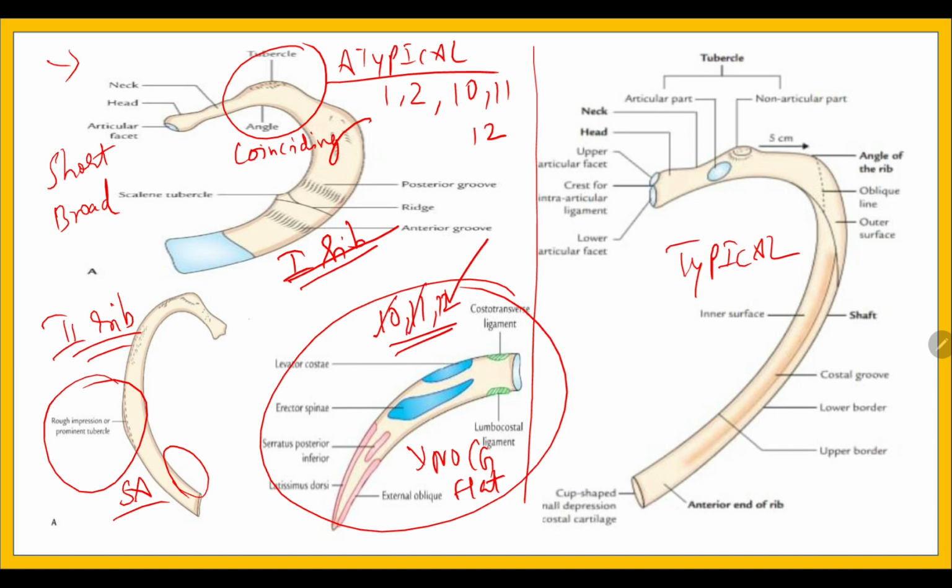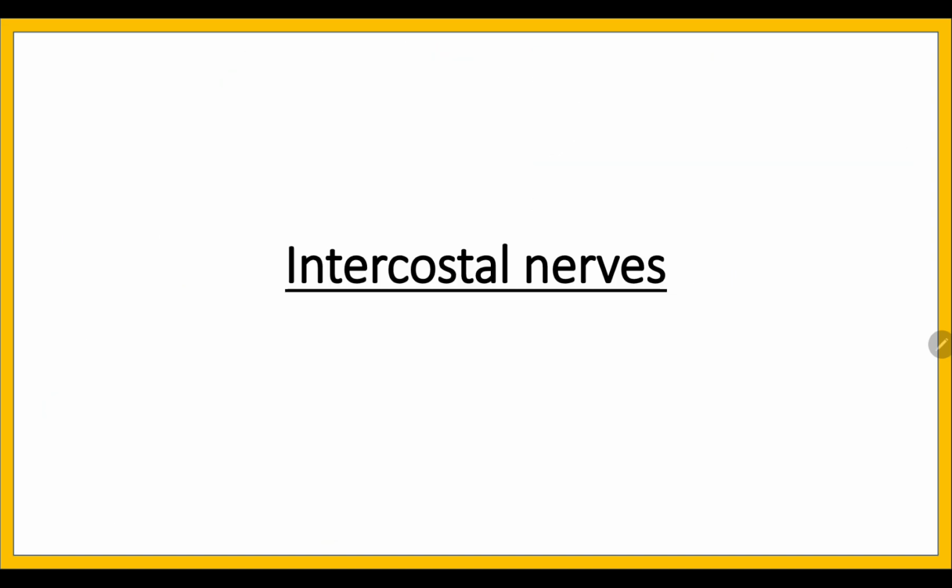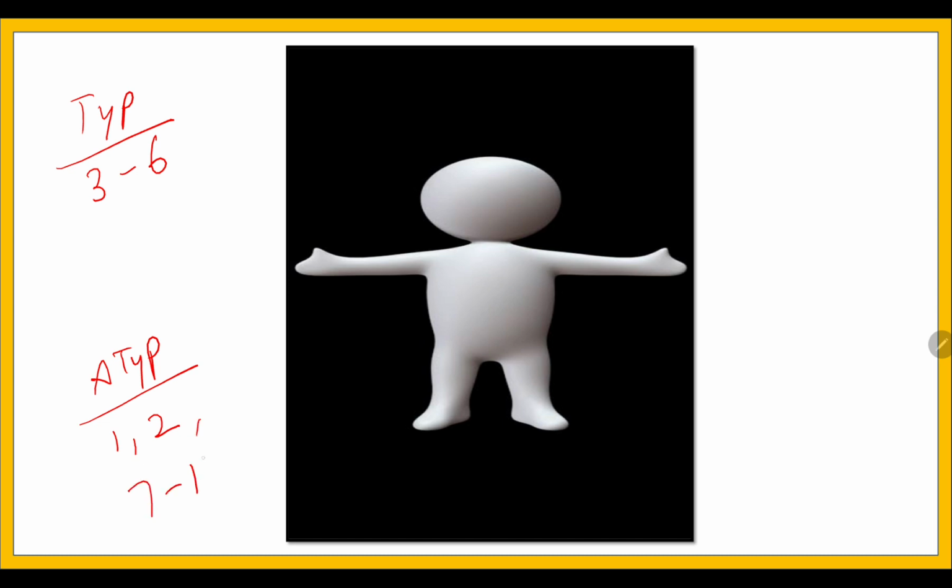Now coming to intercostal nerves. We know we have classified intercostal nerves into two parts. One is typical, another is atypical. Atypical is 1, 2, typical is 3 to 6, 7 to 11 is atypical, and 3 to 6 is typical. Now when we are considering the nerve from here to here like that, first branch is going here.